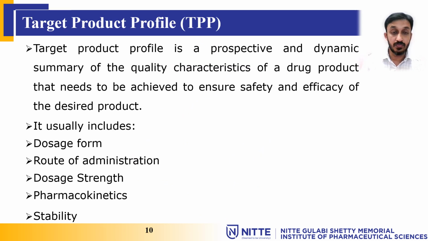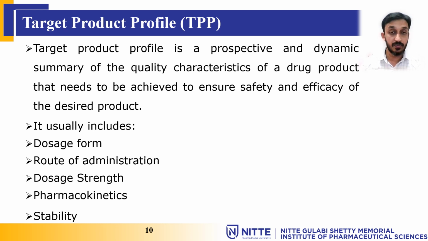Let us look into the target product profile or TPP. A target product profile is a prospective and dynamic summary of the quality characteristic of the drug product that needs to be achieved to ensure safety, efficacy, and desired product. It usually includes dosage form, route of administration, dosage strength, pharmacokinetics, and stability.